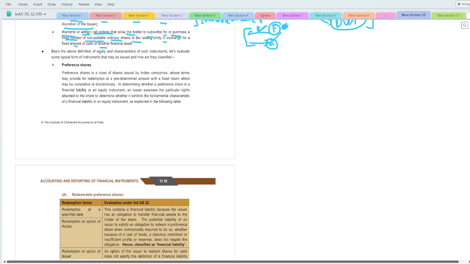So basis the above definition of the equity and the characteristics of such instruments, let's evaluate some typical forms of the instrument that may be issued and how they are classified. So preference share is a class of the shares issued by Indian companies whose terms may provide for redemption at a predetermined amount with a fixed return, which may be cumulative or discretionary. So in determining whether a preference share is a financial liability or an equity instrument, an issuer assesses the particular rights attached to the share to determine whether it exhibits the fundamental characteristics of a financial liability or an equity instrument as explained in the following table.